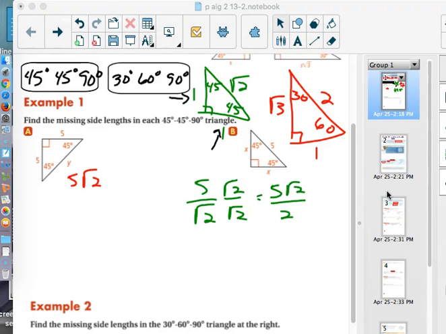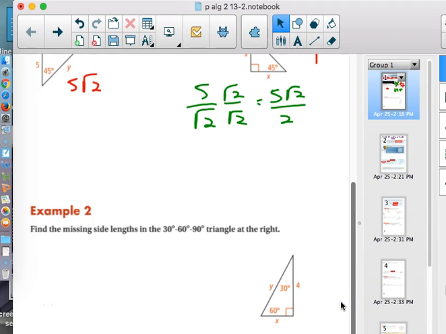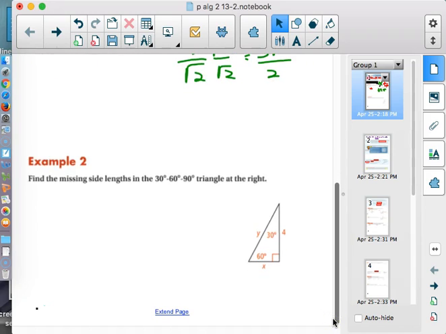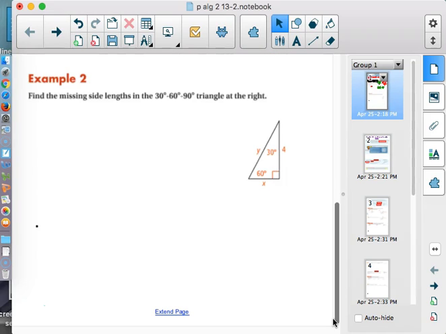Like I said, the 45, 45, 90 is the easier of the two here. So let's look at the 30, 60, 90, and always think I have to work my way back to that short side, because if I have the short side, then it's really easy to get the other pieces. So example 2 says we're going to find the missing side lengths in this 30, 60, 90 triangle at the right. And I see that's all I get right there.